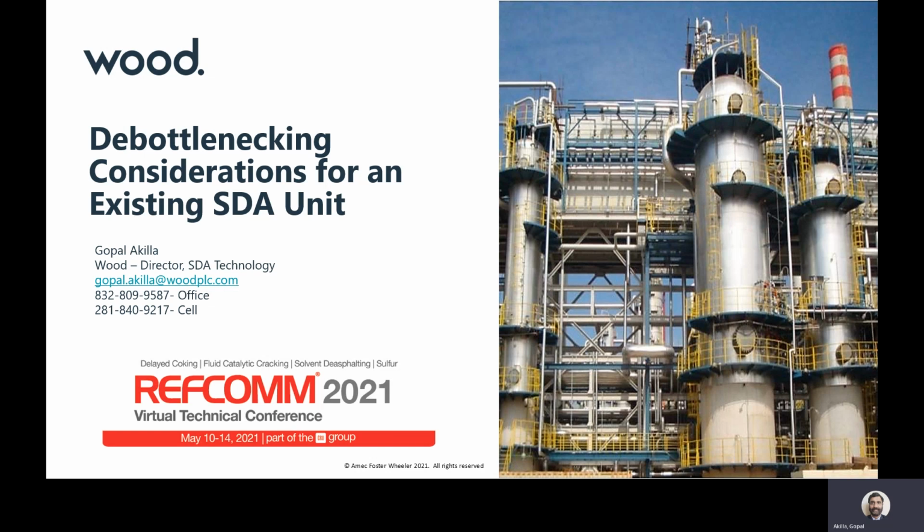I am Gopal Akilla, a SME for the Solvent Deasphalting Technology and working as Director in Wood. Wood offers licenses for UOP first-wheeler SDA technology, which has supercritical solvent recovery scheme. Today, I would like to talk about typical revamp objectives and bottlenecks seen in an existing conventional SDA unit. I shall also discuss the successful solutions that were implemented.